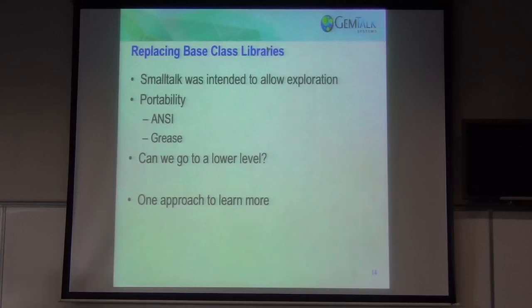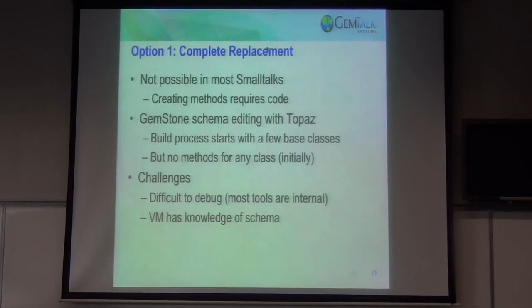But the question is, can we go lower? Can we have a different base class library? So what I'm showing here this morning and discussing is one approach to doing this. This is not the only approach that would be taken in GemStone, but this is one approach just for exploration of an idea. So I'm going to discuss four options as to how GemStone might support this and work our way to the one we choose. One idea is complete replacement.